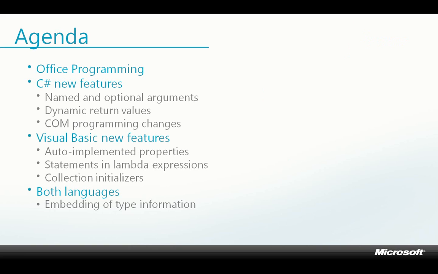Both C# and Visual Basic .NET have new features in Visual Studio 2010 and the .NET Framework 4. This session explains and demonstrates those features in the context of Office programming. So I'll start with a quick explanation of what Office programming refers to, and then I'll cover these three new features of C#: named and optional arguments, dynamic return values, and some COM programming changes. And then I'll talk about some features that are new to Visual Basic: auto-implemented properties, statements in lambda expressions, and collection initializers. And I'll explain a new feature that affects both languages, which is embedding of type information.